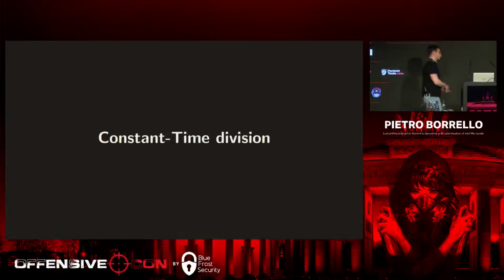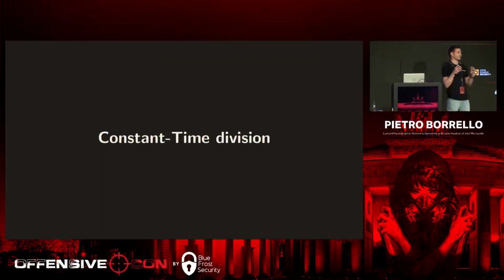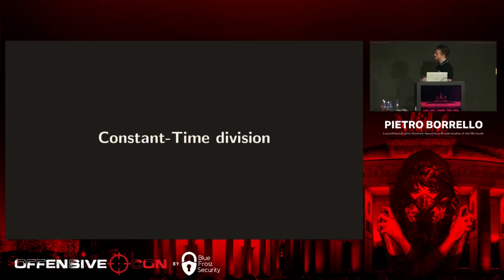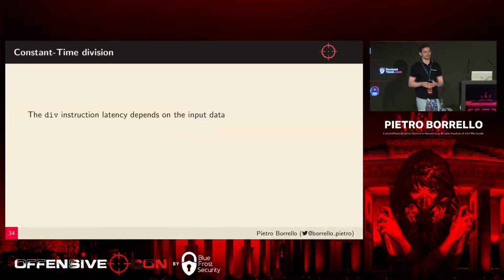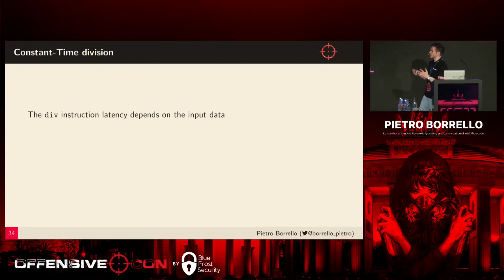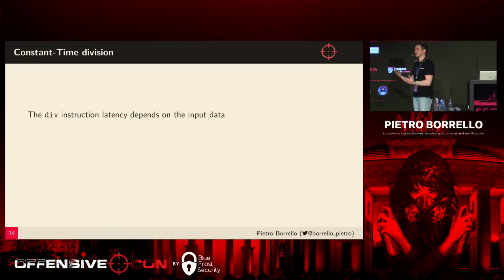We saw how we can improve security and how we can improve performance, and the next case study will show you how you can improve security and performance in a single way. So let's talk about constant time division. The issue is that the division operation's latency highly depends on the input data it is working on. For constant time algorithms, this is a huge problem since you are not supposed to leak any information about the secret data.